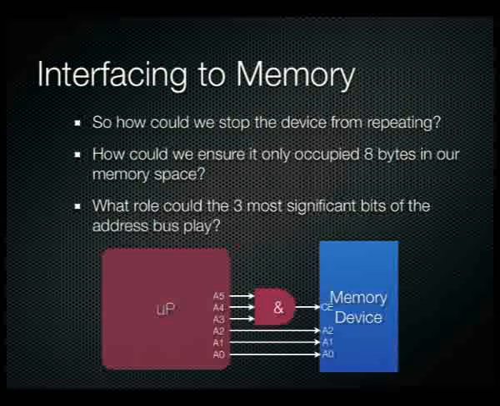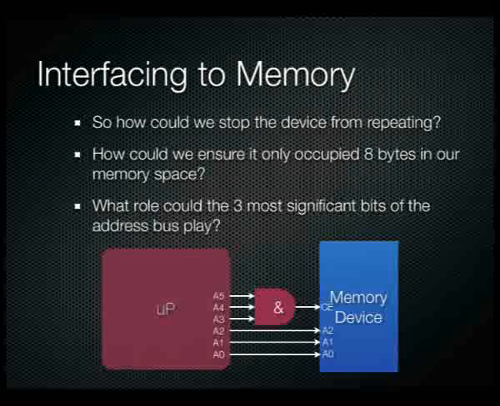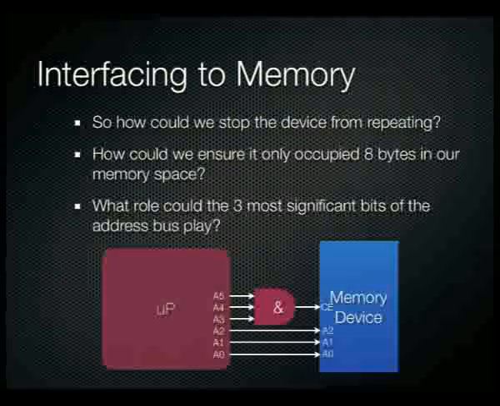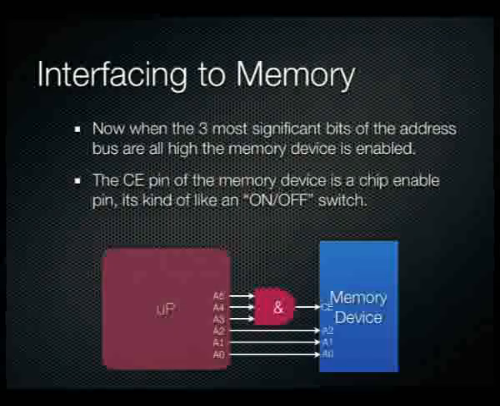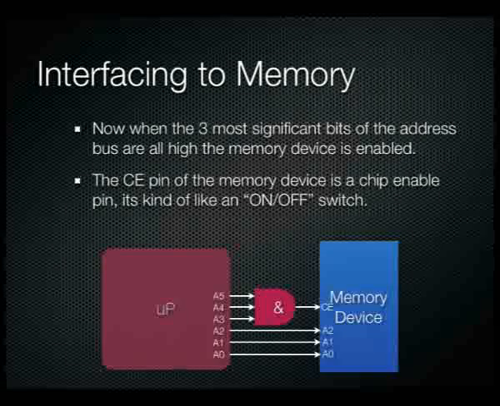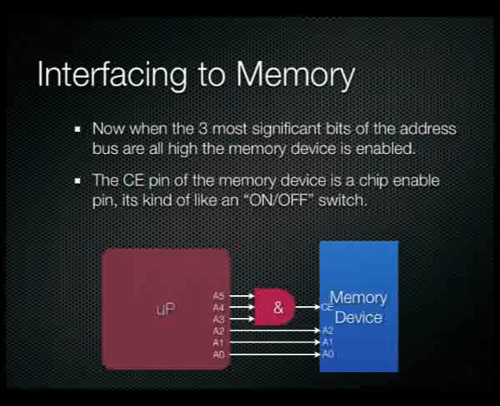What we could do is fuse all 3 of those top address pins by using an AND gate, and then pump the output of that AND gate to a chip enable for that particular memory device. Now that AND gate is being used to make our device appear in only one spot in our memory map. When the 3 most significant bits of the address bus are all high, the memory device is enabled. So only when we've got the memory address 111000 to 111111 are we actually talking to that device.